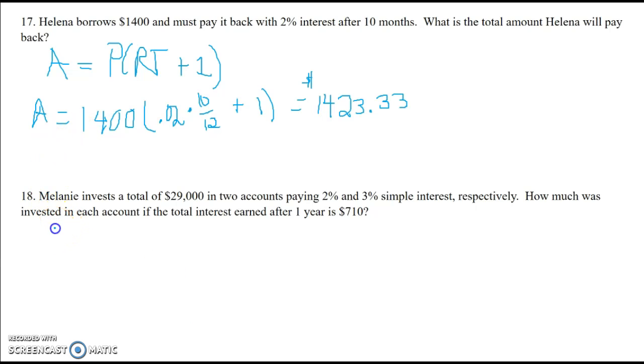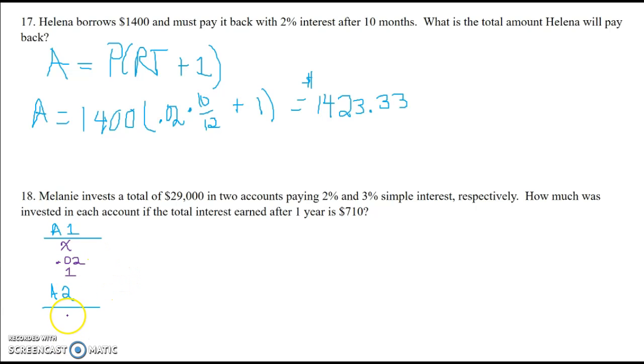Alright, so I know that I have 2 accounts. So I'm going to call this account 1. And I'm going to have account 2. So in account 1, I don't know how much I'm going to put in either account. So let's say that I put X in account 1. In account 1, the interest rate is 2%, so that's 0.02. And I have the account open for 1 year.